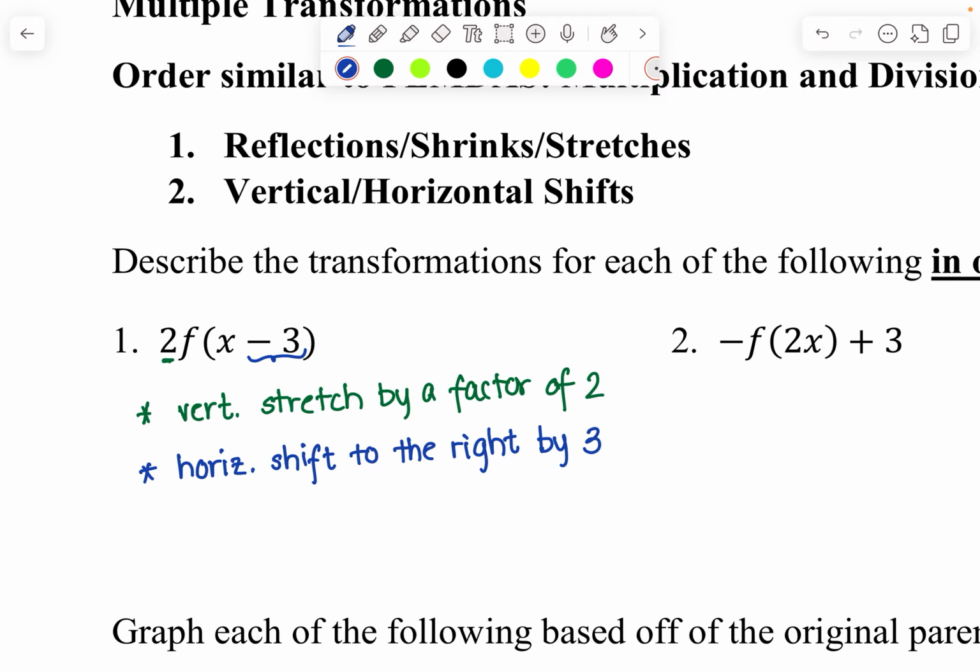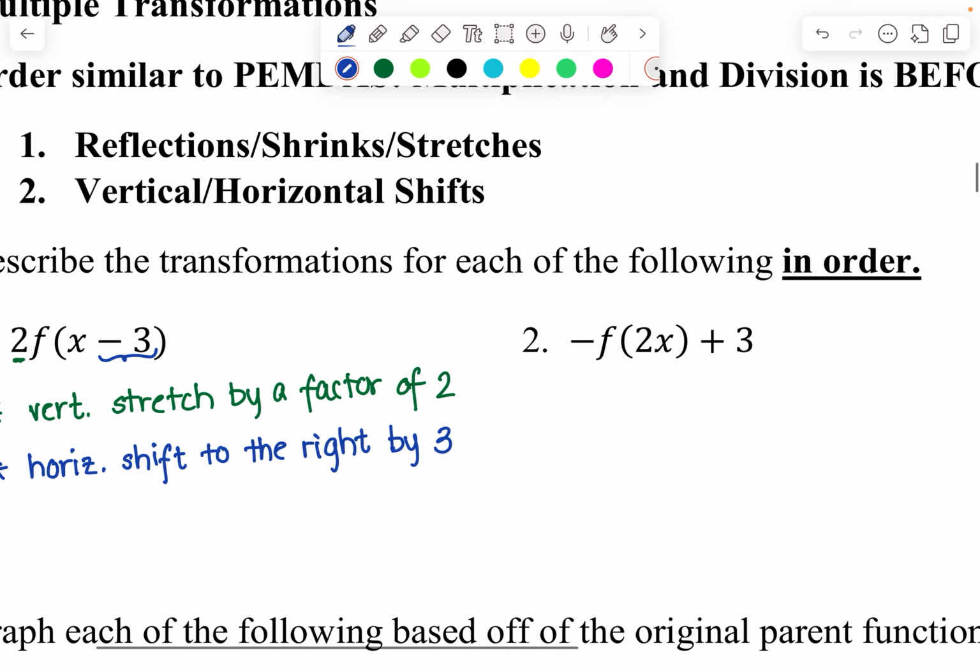Okay, let's do it again in number 2. In number 2, we clearly see we have a negative out front. So we're going to address that first because that is multiplication. This is a reflection over the x-axis. And if you're not sure, folks, you can always go back and check in your notes. For the x-axis, the negative sign is on the outside. For the y-axis, it would be on the inside.